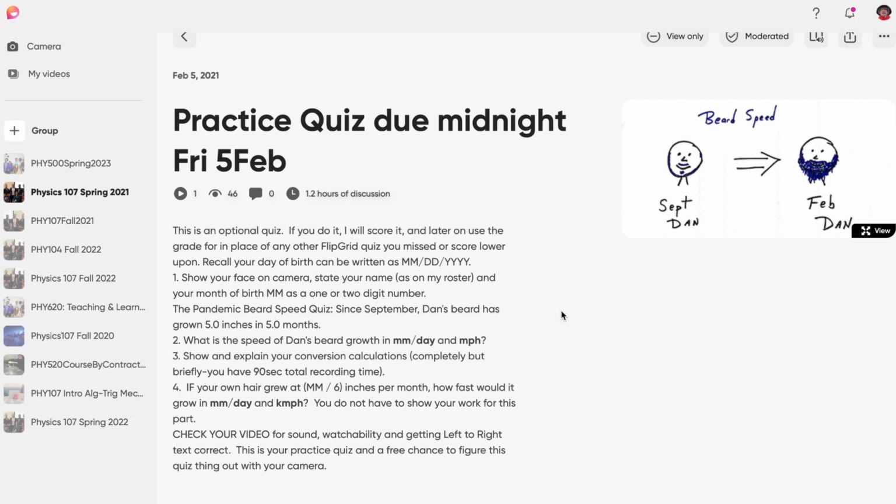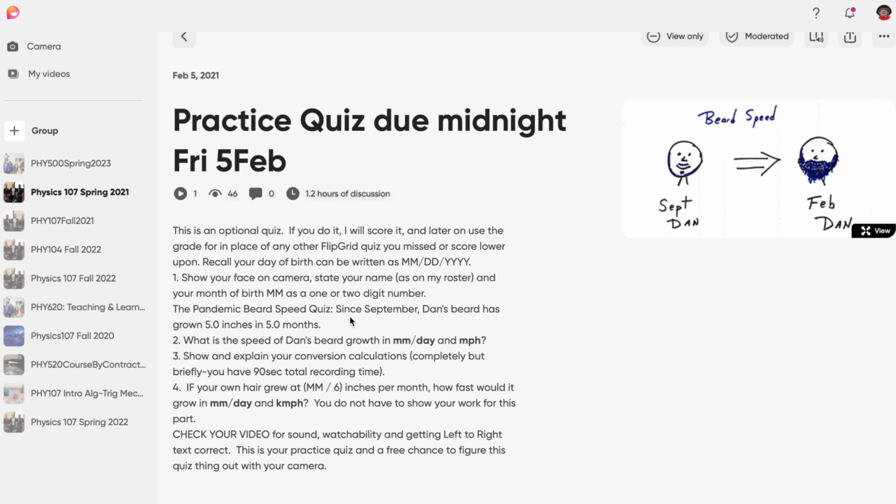This was shot during COVID. The problem was developed during COVID. It's the growth of my beard speed during COVID from September to February. Basically, it says show your face on camera, state your name on my roster, and your month of birth, MM. Your month is a 1 or 2 digit number, and we'll see why in a second. So you're supposed to do the pandemic beard speed quiz.